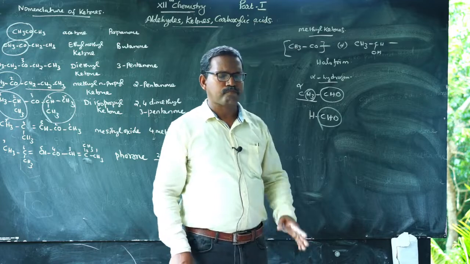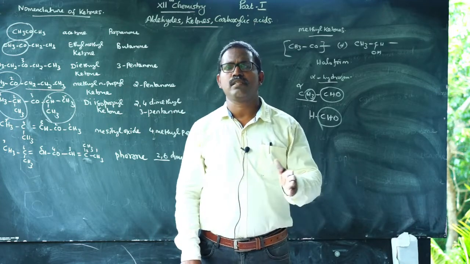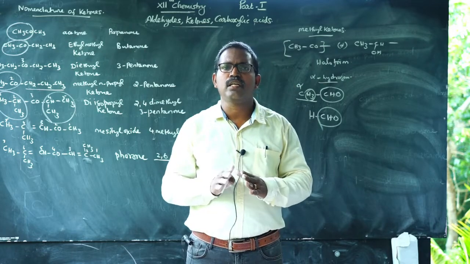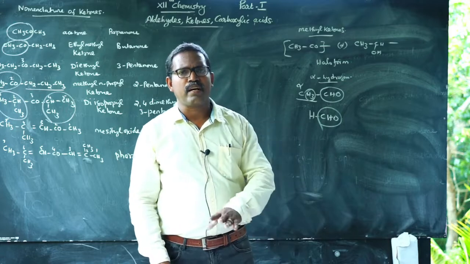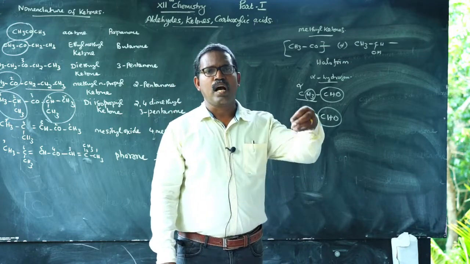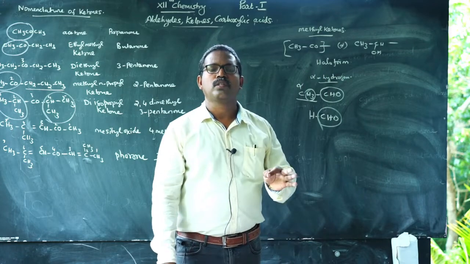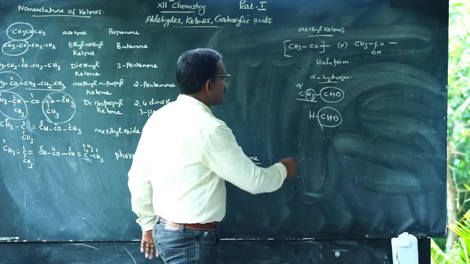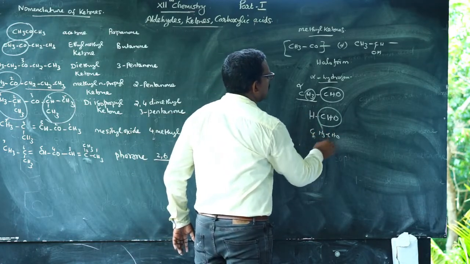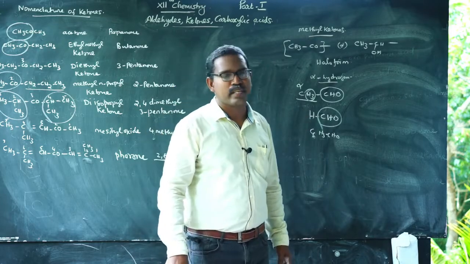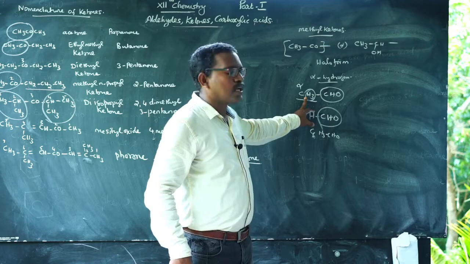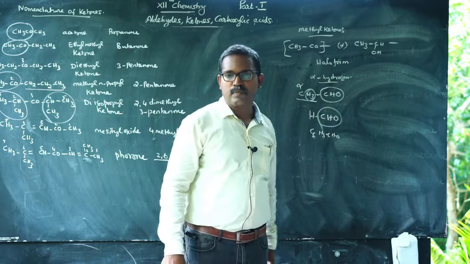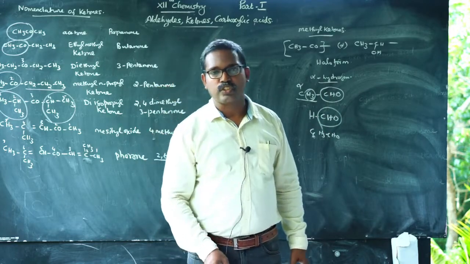So you identify the alpha hydrogen atom: the nearest carbon to the functional group is called the alpha carbon, and hydrogen on the alpha carbon is called an alpha hydrogen atom. Compounds having alpha hydrogen atoms undergo the aldol condensation reaction. Compounds that do not have alpha hydrogen atoms undergo the Cannizzaro reaction. Formaldehyde, benzaldehyde, etc. are compounds that undergo the Cannizzaro reaction. This will be discussed in later classes.